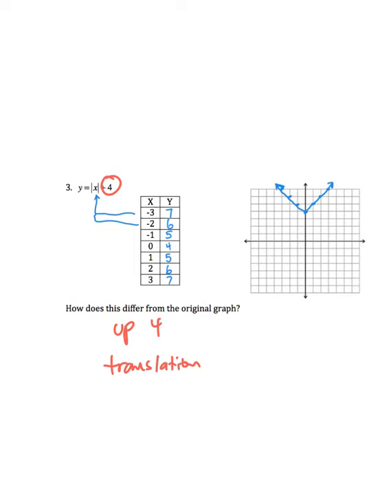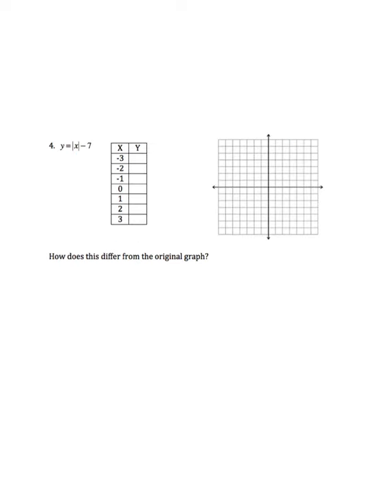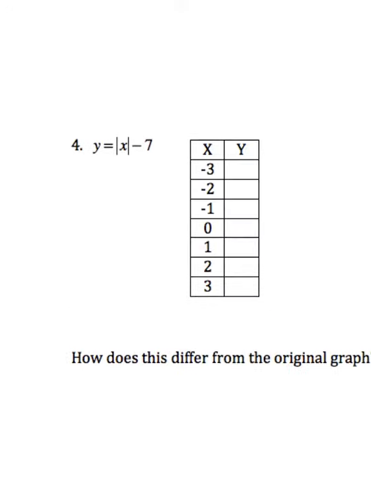All right, so you probably guess what the minus 7 is going to do. We're just going to behave the same way as what we did before. So the absolute value of negative 3 is 3. 3 minus 7 is negative 4. Absolute value of negative 2 is 2. 2 minus 7 is negative 5. 1 minus 7 is negative 6. 0 minus 7 is negative 7, and so on.